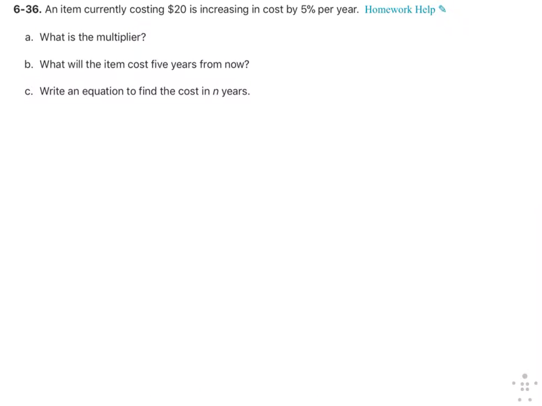For 636, they're telling us that there's an item and its current cost is $20, and every year it increases by 5%. So what does that mean? That means in year 0 it's $20, right? And in year 1 it's going to increase by 5%.